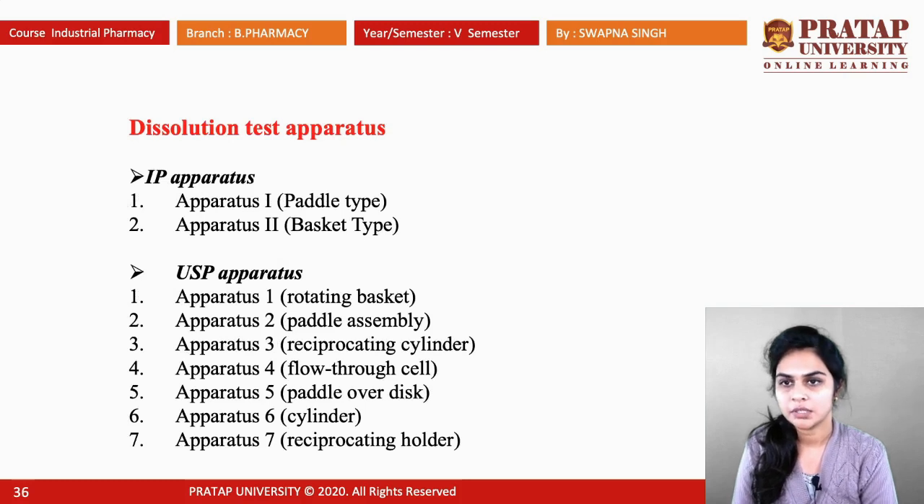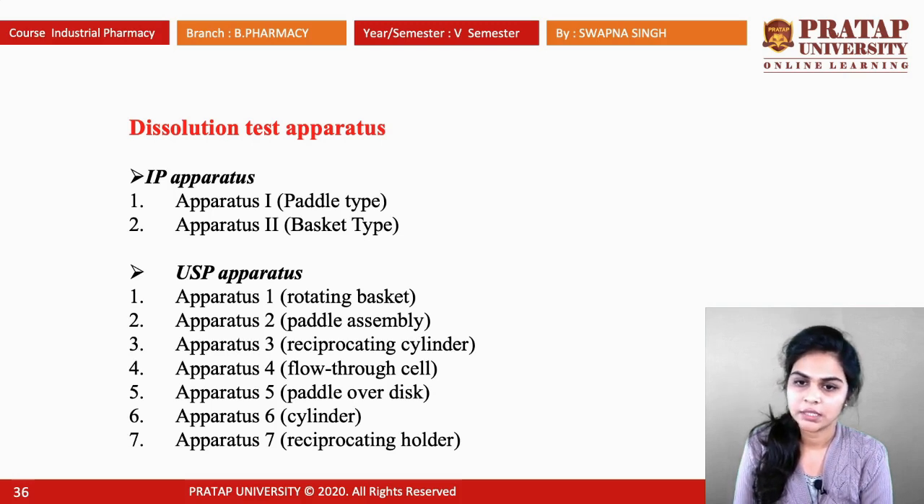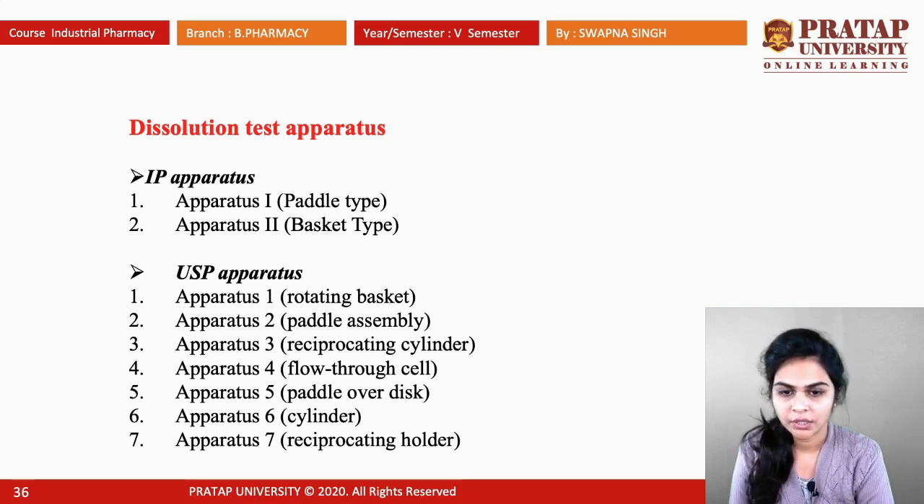There are two types of apparatus available for dissolution test. First one is IP apparatus, second one is USP apparatus. IP apparatus has two apparatus: apparatus first, that is paddle type, and apparatus second, which is basket type. According to USP, apparatus first means rotating basket, apparatus second is paddle assembly, apparatus third is reciprocating cylinder, apparatus 4 is also known as flow through cell, apparatus 5 is paddle over disc, apparatus 6 is cylinder, and apparatus 7 is reciprocating holder.